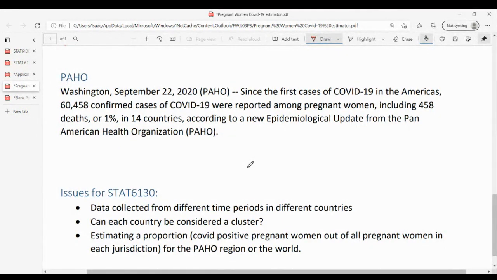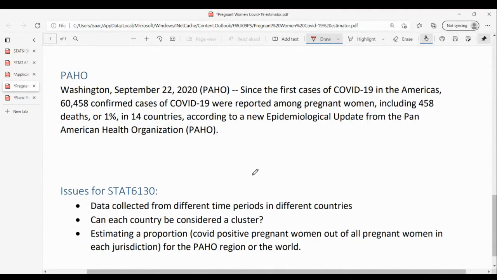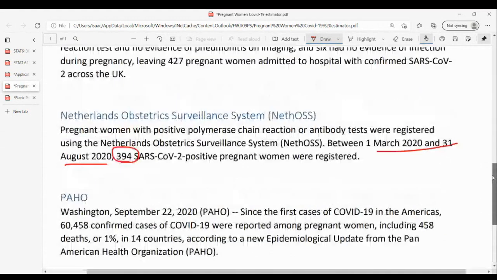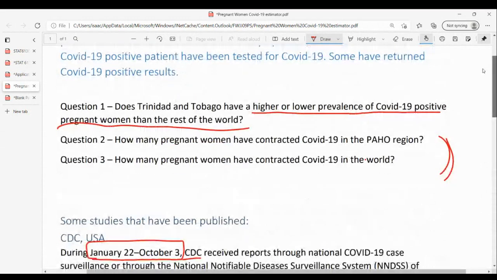So after all of that, how do you answer the question that was initially shown? How do you find out if Trinidad and Tobago has a higher or lower prevalence for COVID-19 positive pregnant women compared to anywhere else, whether it be the PAHO region or the world in general?